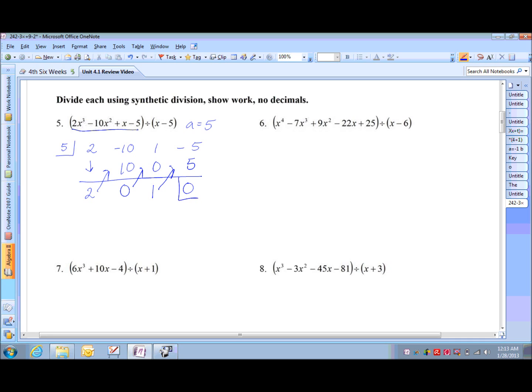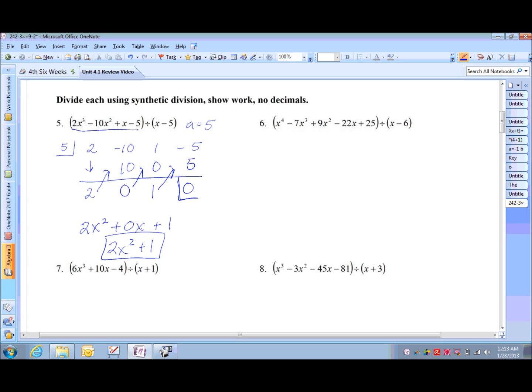Now, the last number, when you're using synthetic division, is always your remainder. So in this case, we have no remainder. So we write our answer as 2x squared plus 0x plus 1. Now, this really just comes out to be 2x squared plus 1, and that is your final answer.